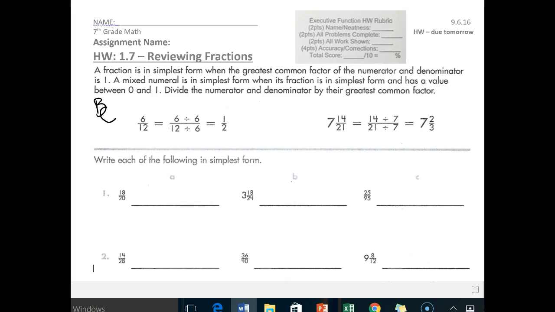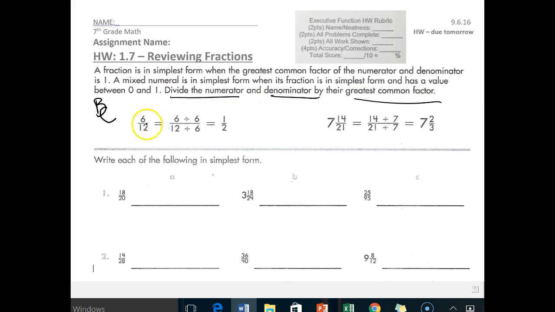So here we go. First, a fraction is in simplest form when the greatest common factor of the numerator and denominator is 1. A mixed numeral is in simplest form when the fraction is in simplest form and has a value between 0 and 1. Basically, all you need to do is divide the numerator and the denominator by their greatest common factor.